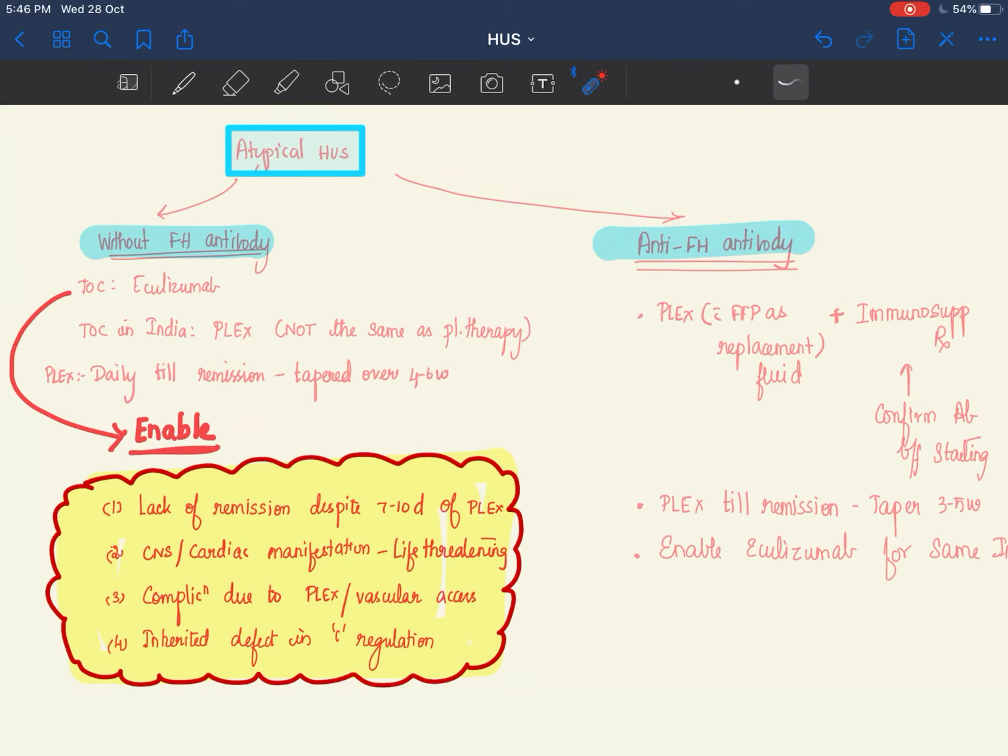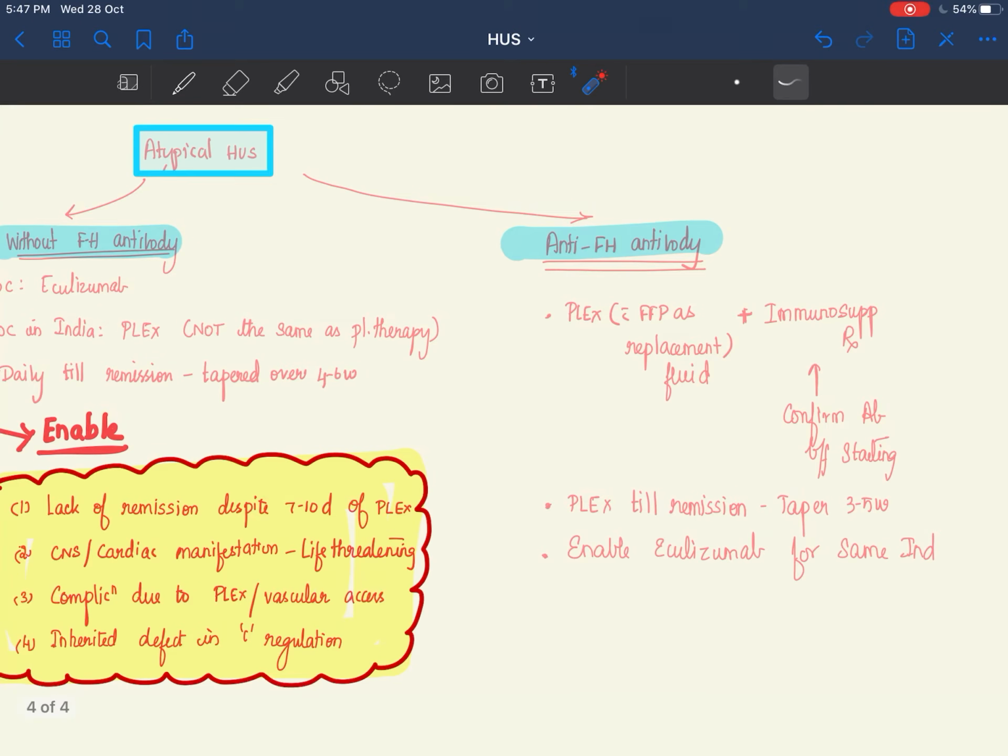where there is a lack of remission despite 7 to 10 days of daily plasma exchange, life-threatening manifestations of CNS and cardiac, complications due to PLEX or vascular access happening, or if there is an inherited defect in complement regulation. So in these 4 conditions, it is rather better to give eculizumab rather than continue with your plasma exchange therapy.